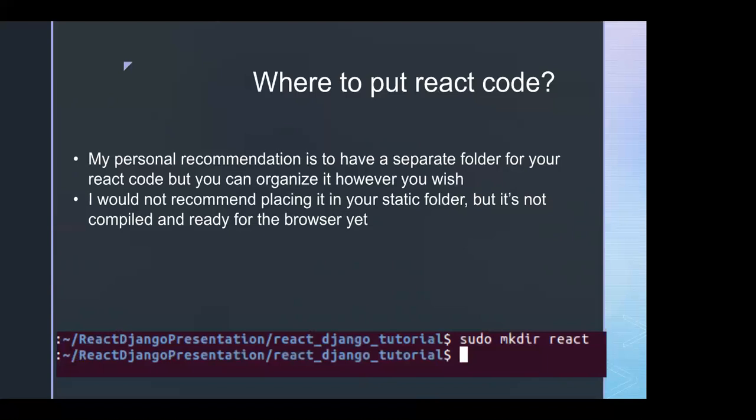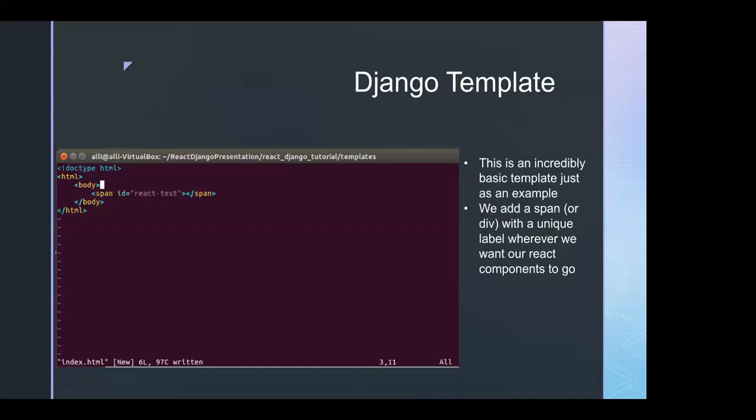And usually the way I have it is I have a folder for React, and within that folder, a separate folder for components. We'll get to that in a little bit. So we have this Django template for an app that already exists. I started this from scratch, but it's just as easy to take an existing one. All you have to do is add the span, and you can name the ID whatever you want, but it has to be unique because you're going to be grabbing that from the React.